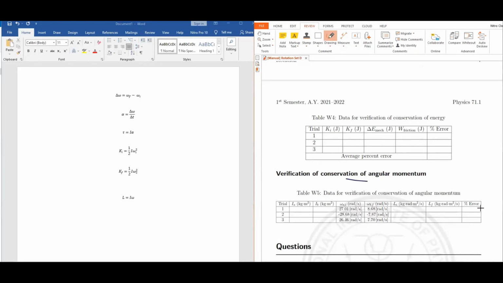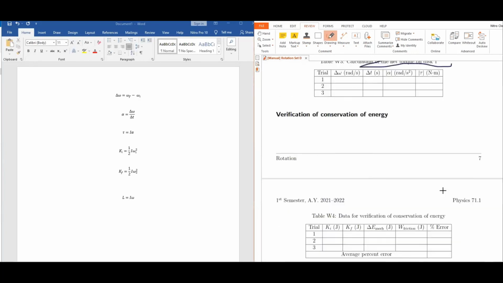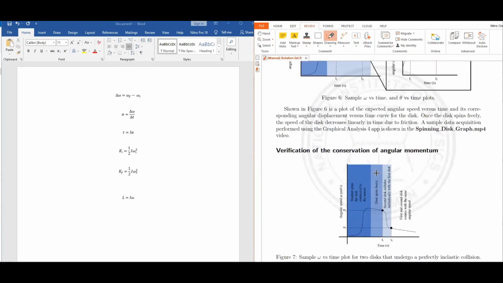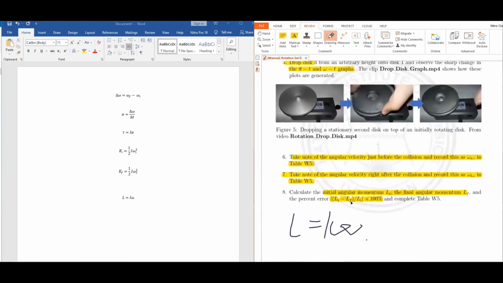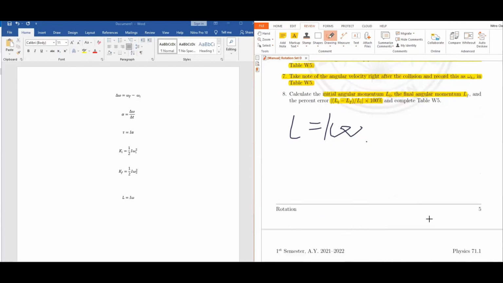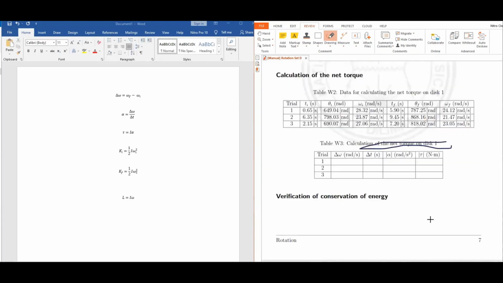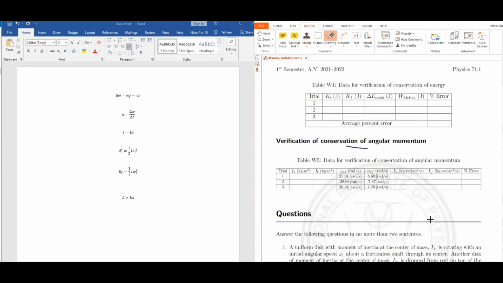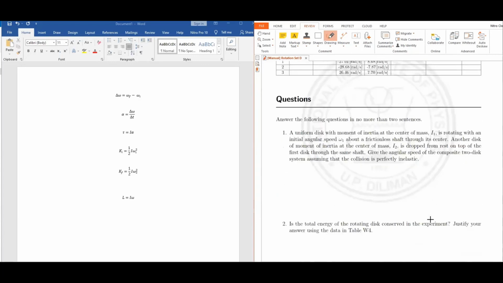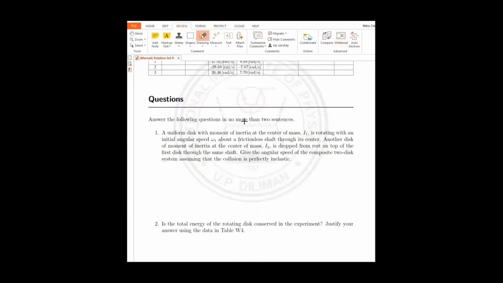So your percent error is also given earlier in the manual. I think, which one is it? This one, ayun, nandito lang naman. So, gamitin nyo lang yung formula na yan to calculate the percent error. So, lastly, dun sa questions, I'm going to give hints na lang sa bawat question kung paano nyo sasagutin ito.